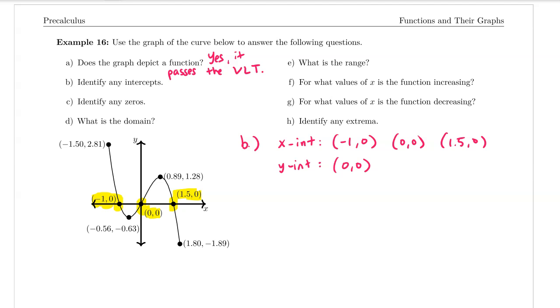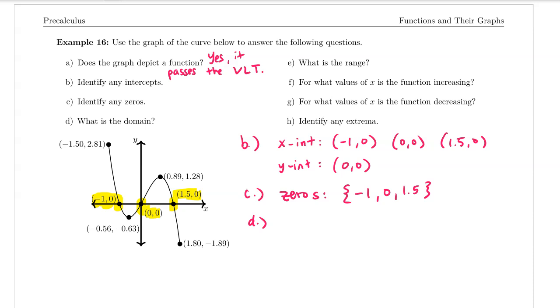Part C says identify any zeros, and if you don't remember, a zero is an x value or input value that you plug into the equation that would make the output value 0, and it also happens that the zeros are the x-coordinates of the x-intercepts. So I'm going to go ahead and write this in set notation. So I have -1, 0, and 1.5, and these are our zeros.